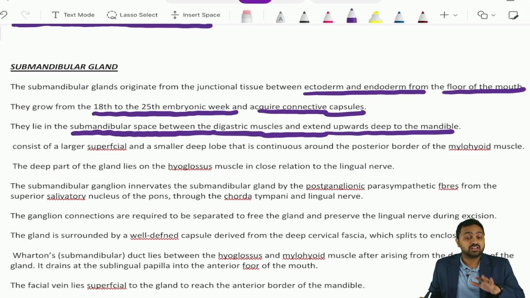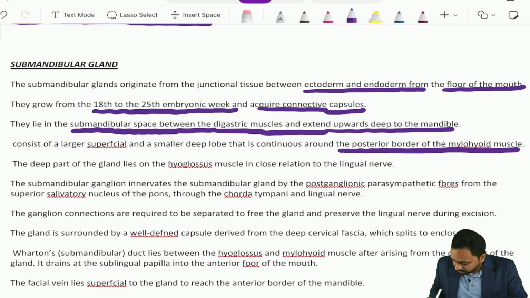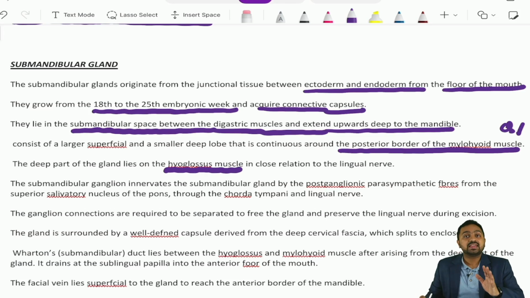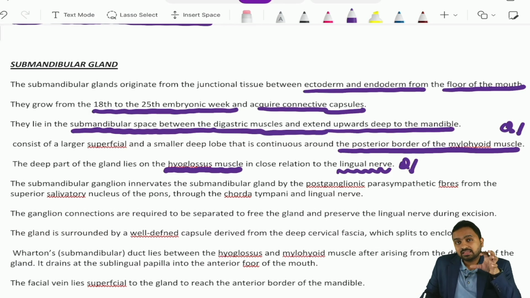It consists of a large superficial and a smaller deep lobe that is continuous around the posterior border of your mylohyoid muscle. The deep part of the gland lies on the hyoglossus muscle in close relation to your lingual nerve. Now, why are we reading this? Because these are some of the important structures that need to be preserved during your submandibular gland excision.